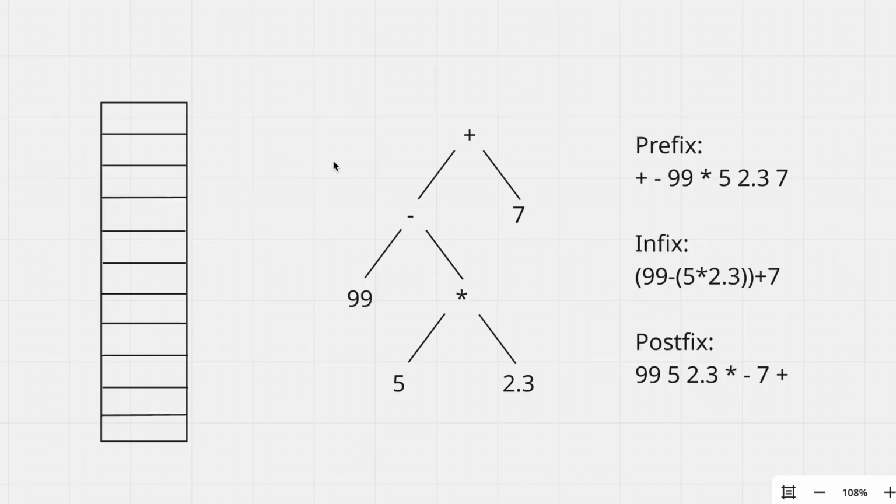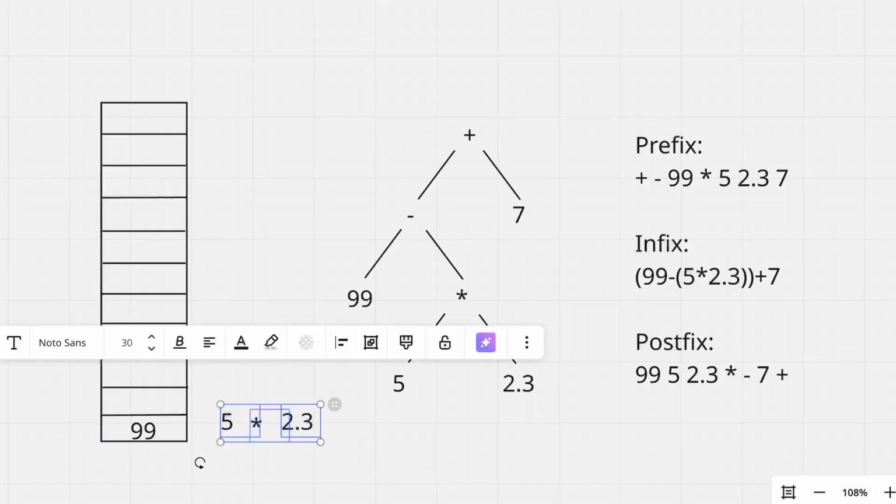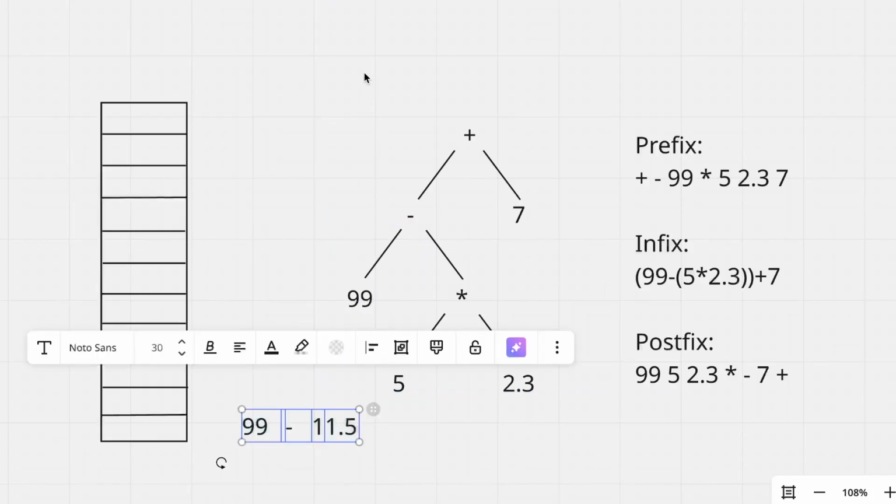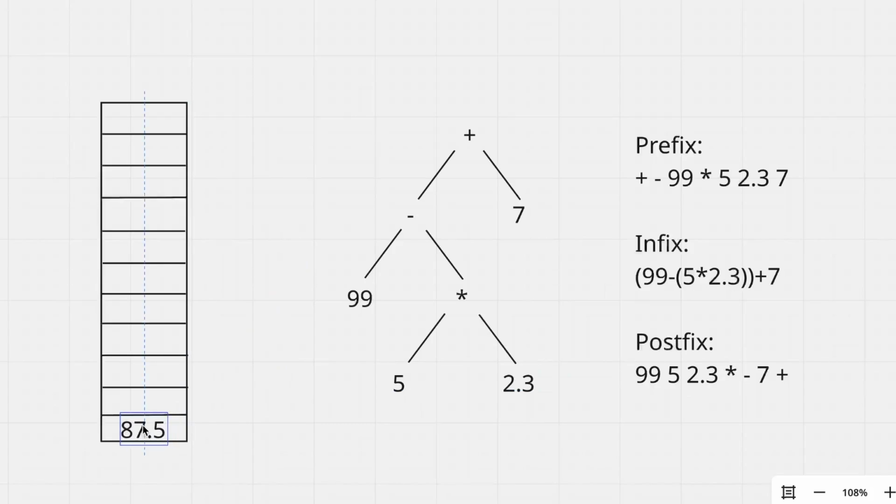And for example here, you will use postfix and you will put 99 at the top of the stack, and 5 to the top of the stack, and 2.3 to the top of the stack. And then you take this and this from the top of the stack and you multiply them, because you're met with the multiply symbol. And then you get the result, and then you put that at the top of the stack. And then you minus, so you take out these two, you minus them, and then you get the result and put that at the top of the stack.